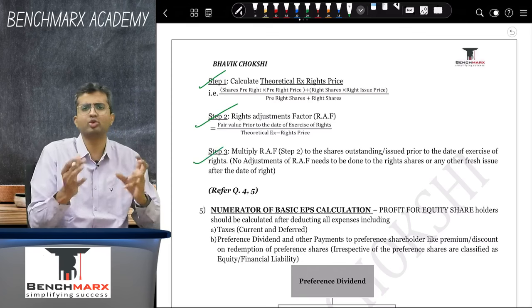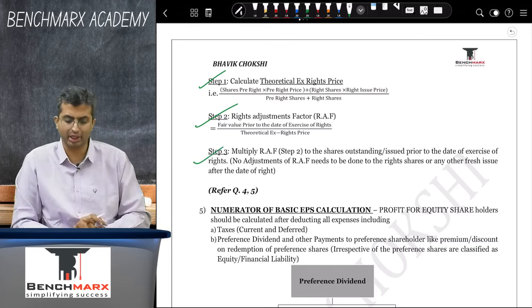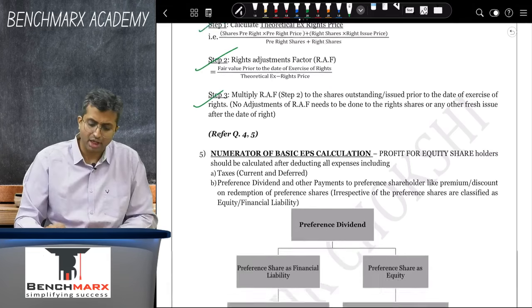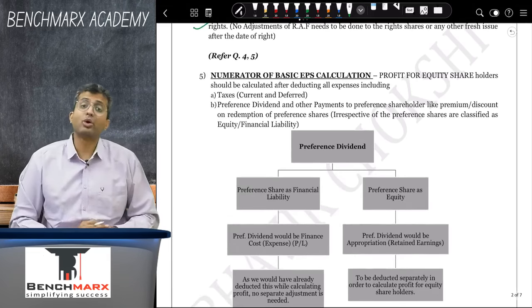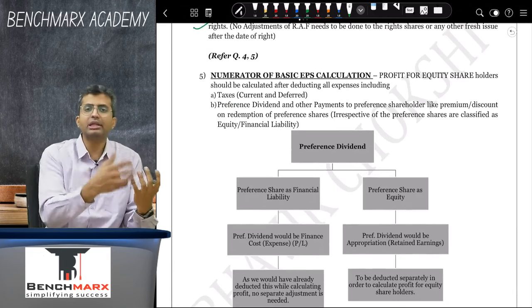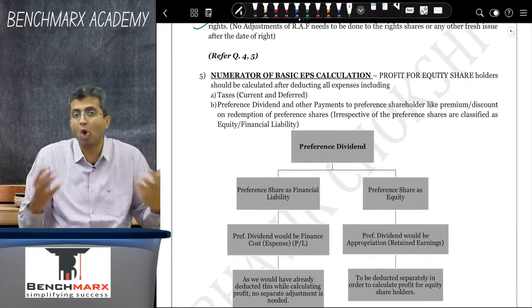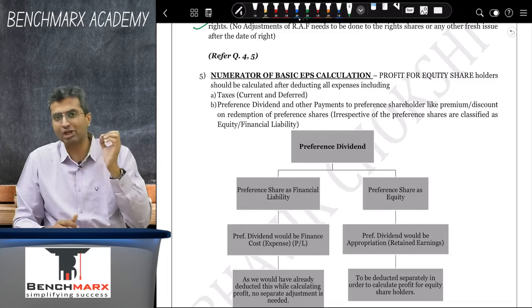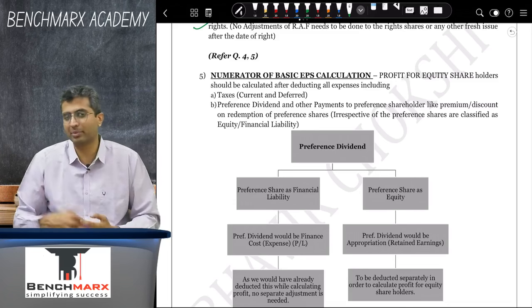After the rights issue is over, you will include the rights shares in the calculations. This is largely focusing on the denominator of the basic EPS calculation. When you look at the numerator, you have to subtract everything, all the costs, all the expenses. The challenge over here largely arises in the case of preference shares.